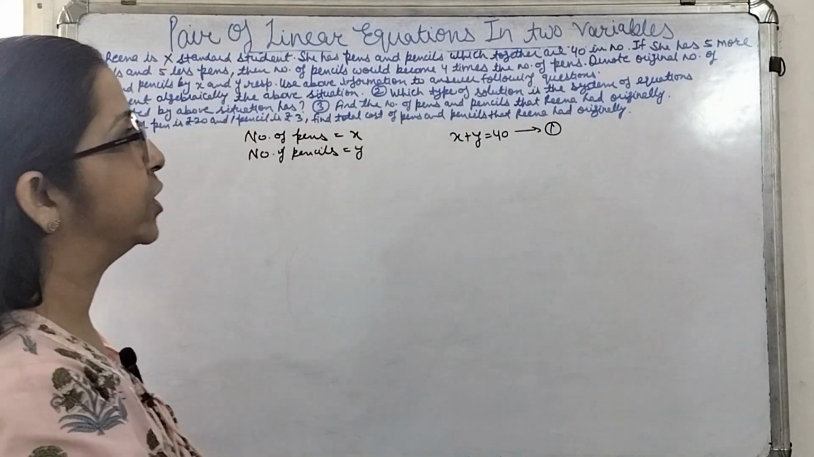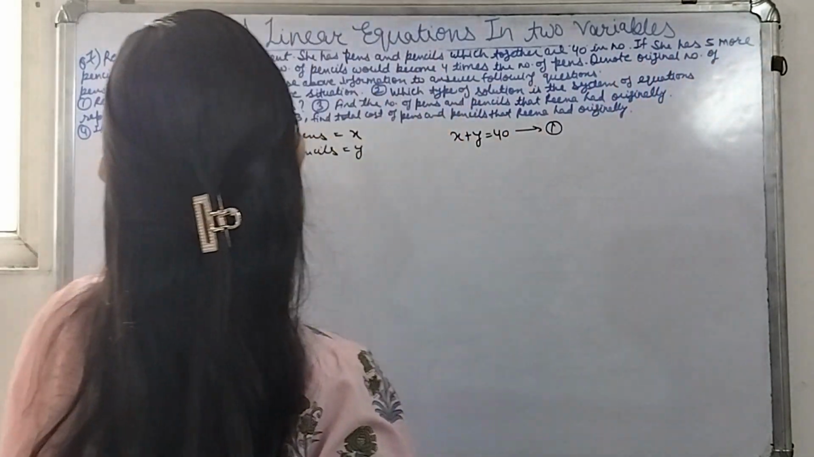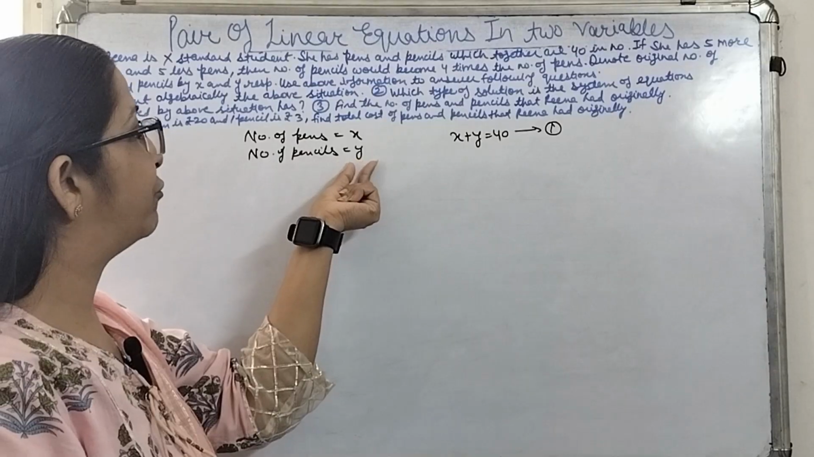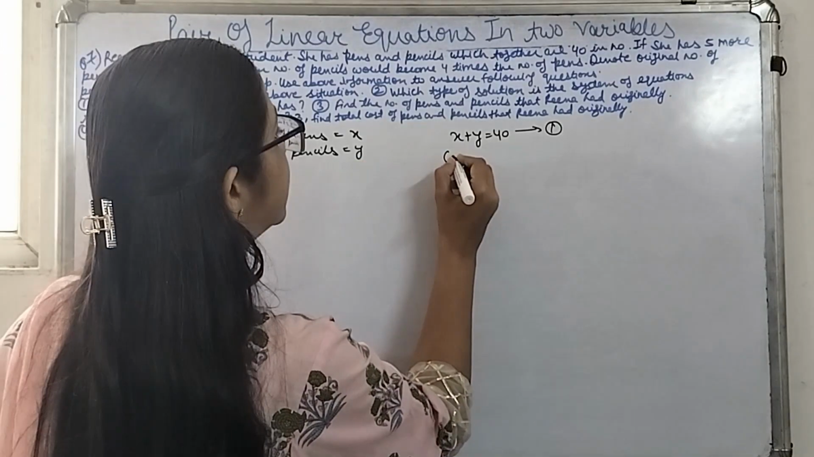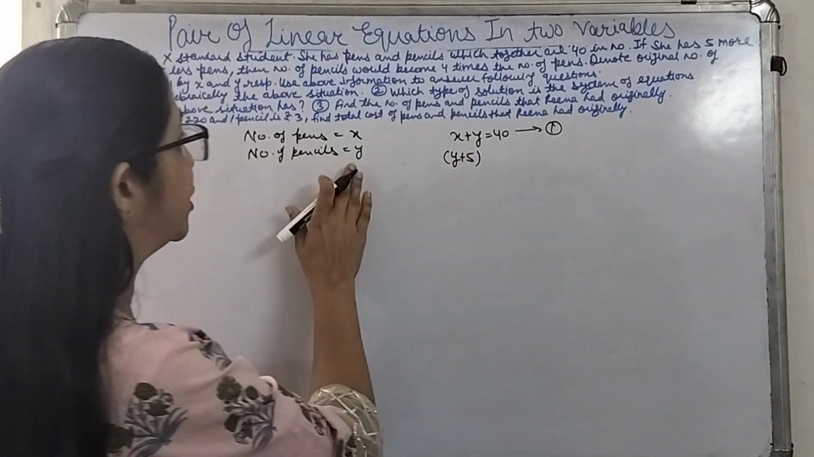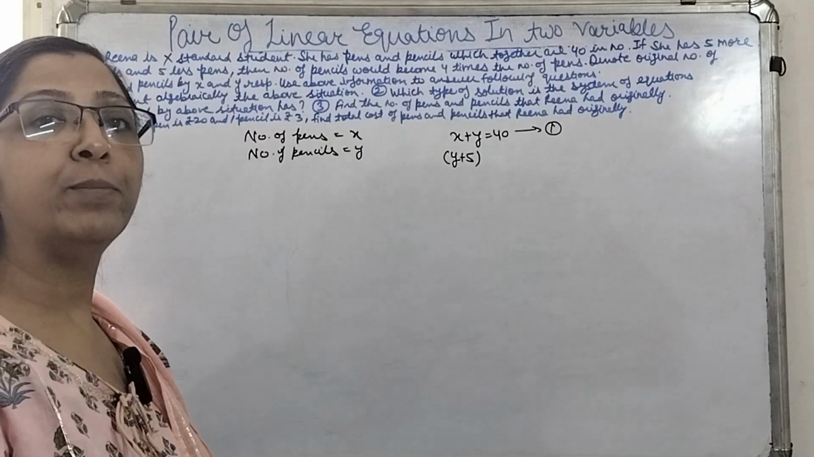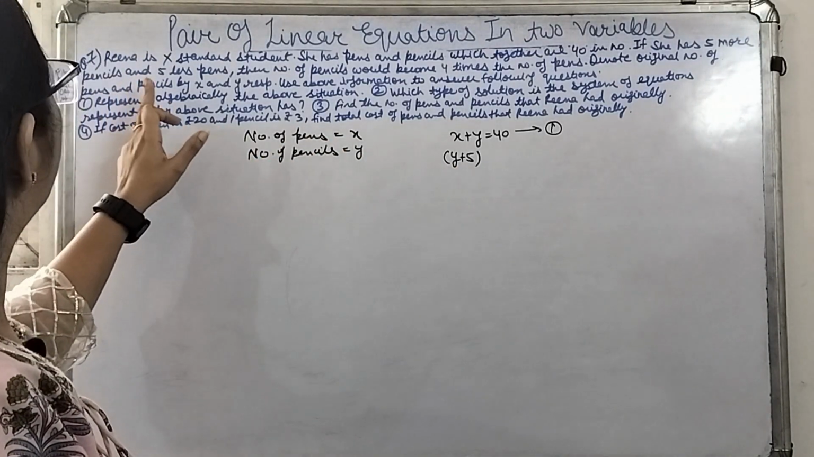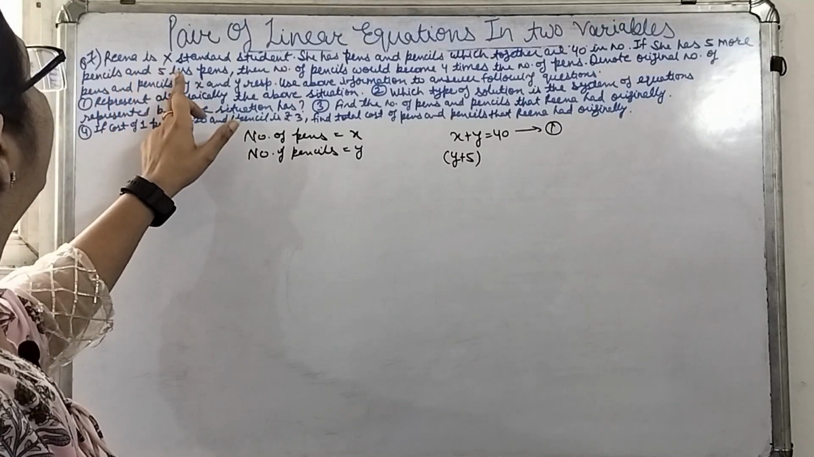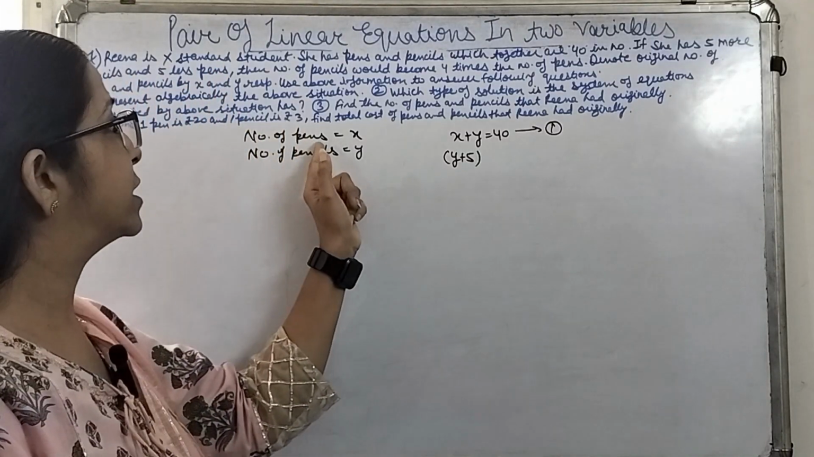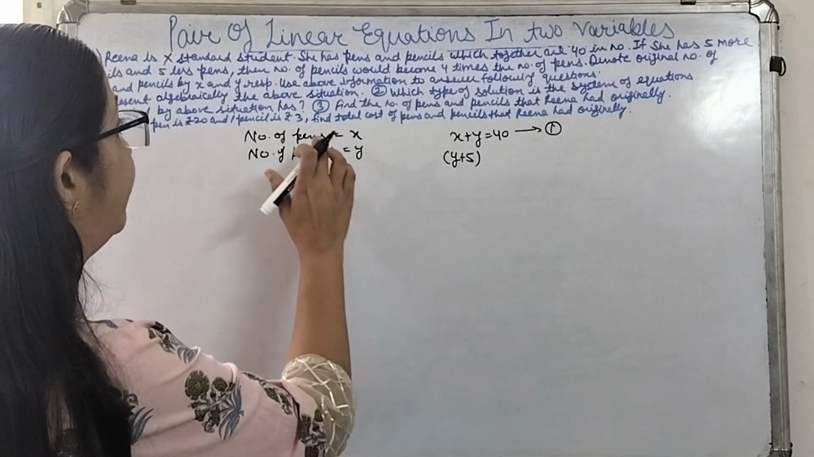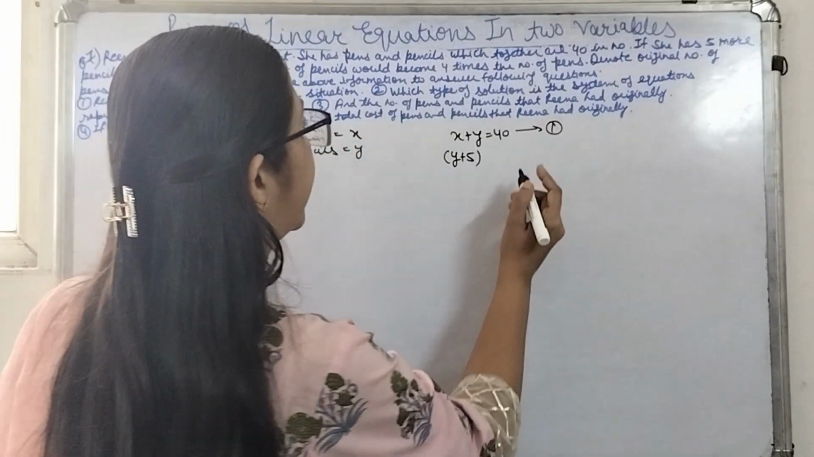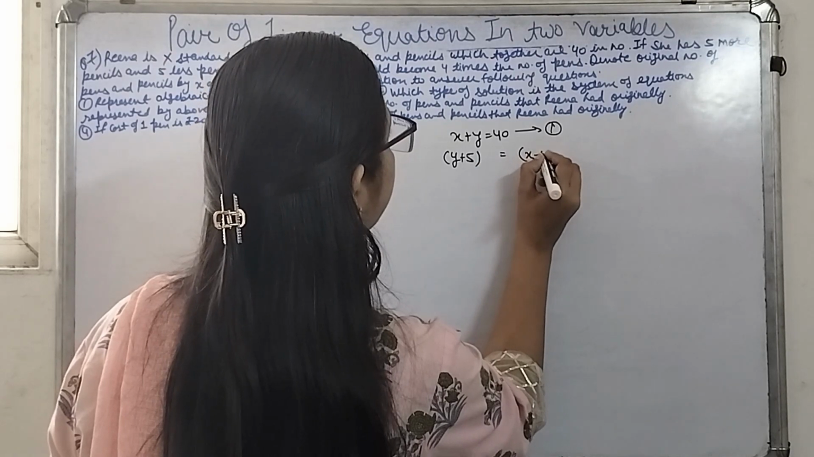And from the second condition, if she has 5 more pencils, that means instead of y, it is y plus 5. If initially it was y, so if 5 more pencils will be there, it will be y plus 5. And 5 less pens. If total number of pens initially was x, and if 5 less pens will be there, it will be x minus 5.